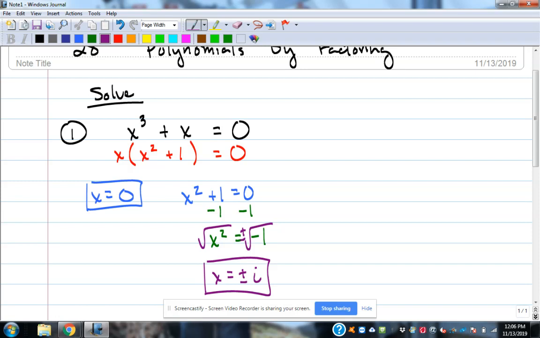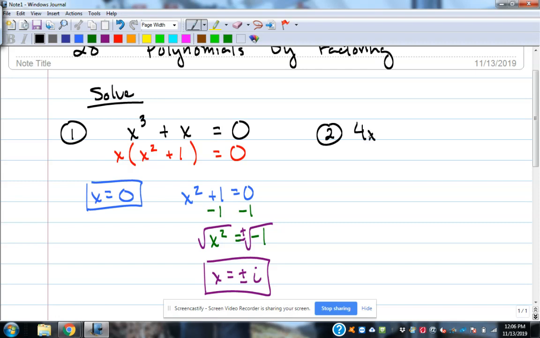Does the positive and negative i have anything to do with the x-axis in the graph? No, because they're what kind of solutions? Complex. Complex solutions, you don't see them on the graph. You only see the real solutions on the graph. So this one would just cross the x-axis at 0, or the origin in this case.